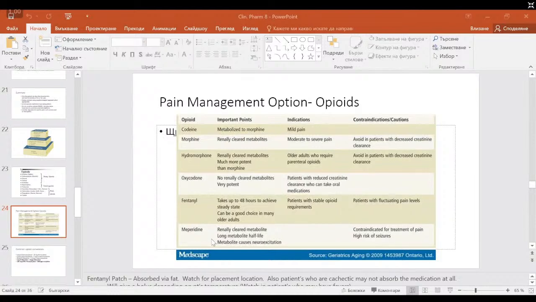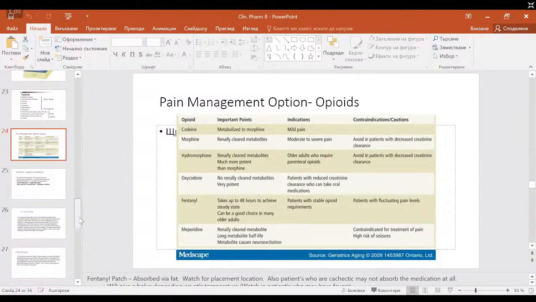surgical clinics like vascular surgery or in gastrointestinal surgery patients, post-surgical patients also, and it is also a renally cleared metabolite, so be careful in patients with a low creatinine clearance.